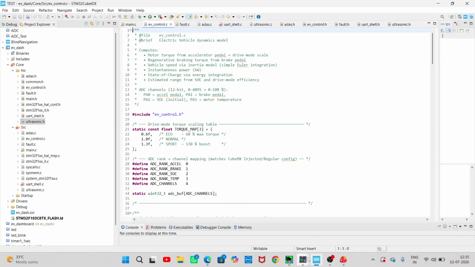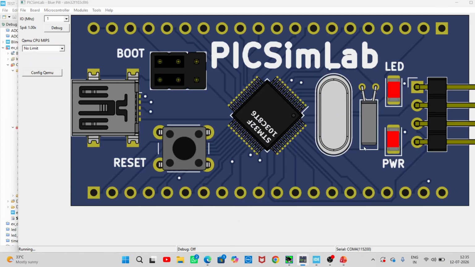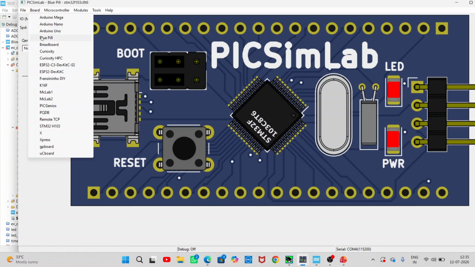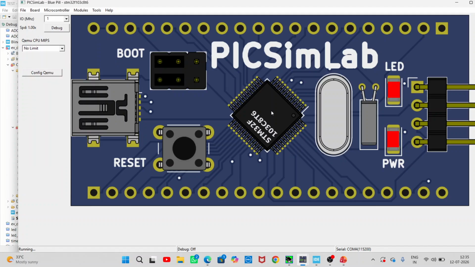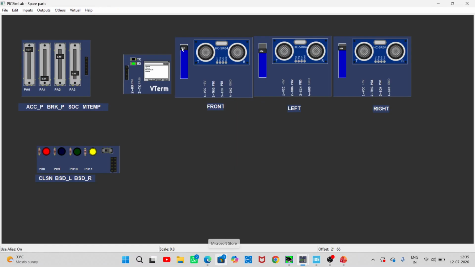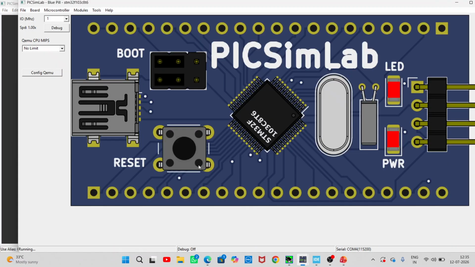Then I open PICSimLab. Okay, this is the board, the Blue Pill board, and here the Blue Pill option is. Press it. This is a Blue Pill board, the STM32 F103 series. This shows the demo in PICSimLab. This is my vehicle configuration. I reset first.